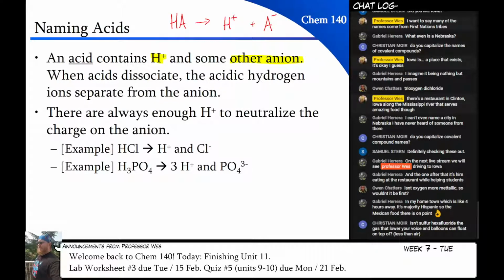Now, depending on the charge on the anion, you're going to have enough H pluses to completely neutralize it. For instance, in HCl, the ion that forms for chloride is Cl-, so I only need one H+. But for phosphate, it's 3-, so I need 3 of them to cancel that out. So all acids behave in this way, and they can all dissociate all the way down to where there are no H's left, because H can just pop off whenever it wants to.